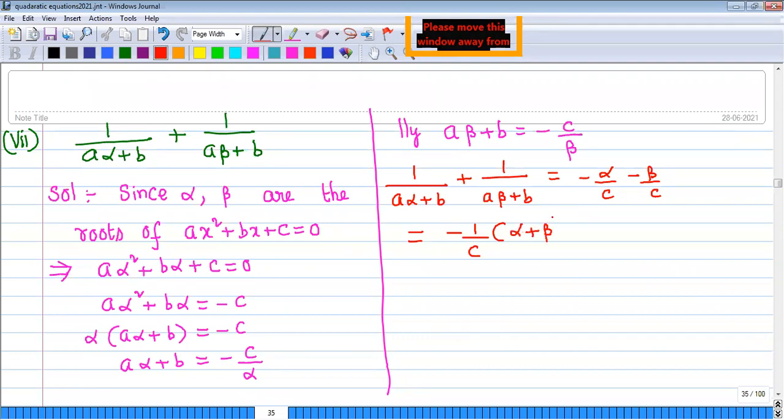Do you know the value of alpha plus beta? Yes, alpha plus beta is equal to minus B upon A. Let us substitute minus B upon A in the place of alpha plus beta. So minus 1 upon C multiplied with minus B upon A. Minus 1 into minus B is B, and C into A, so B upon AC. This is the answer. See, in a very simple manner we can find it out.